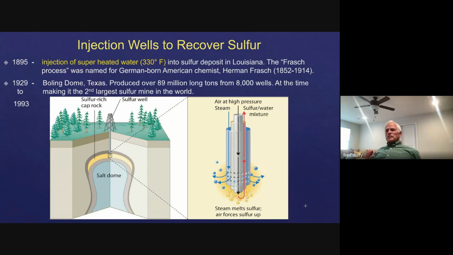And the sulfur is located or found on the top of the salt dome in the caprock. In 1929 to 1930, there was production of sulfur at the Bryan Mound Salt Dome in Texas, which is located in Wharton County. That mine produced over 89 million long tons of sulfur from 8,000 wells. And at that time, this was the second largest sulfur mine in the world.